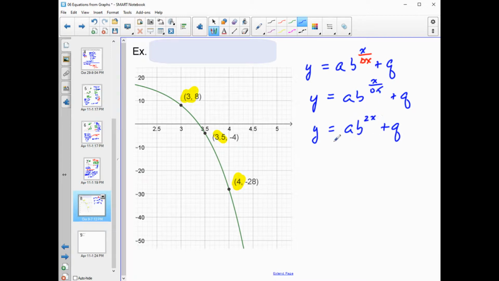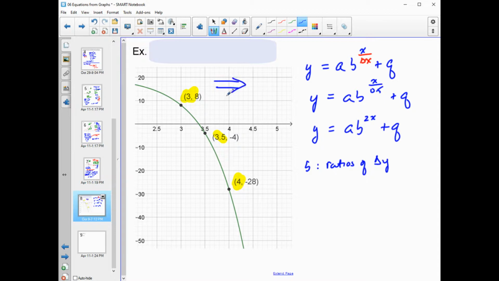This is a situation where we get forced into using one of the horizontal transformations, at least for now. In the absence of this asymptote, to find my b value, I'm going to have to do the ratios of the first differences.